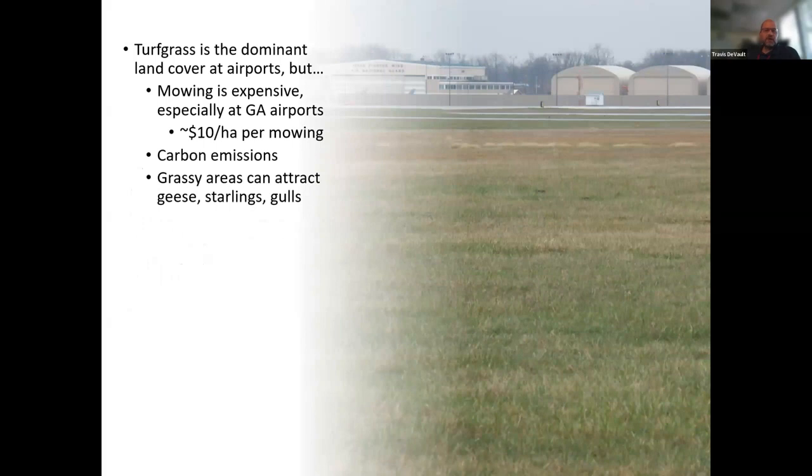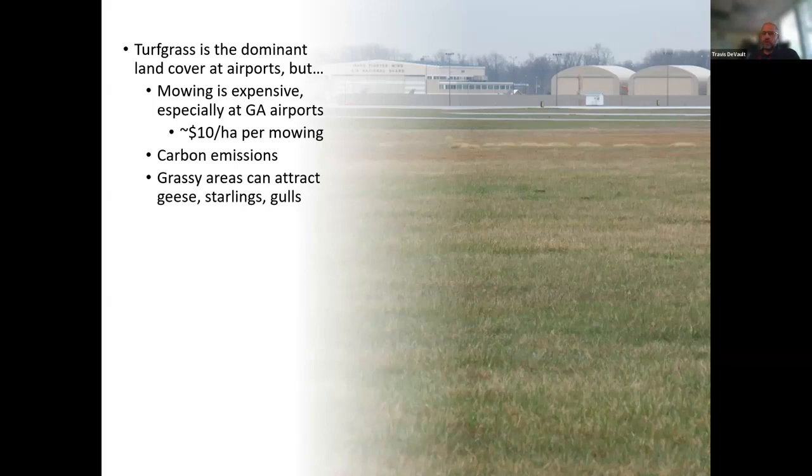But turf grass, even though it's the dominant land cover, there has been a movement by airports over the past decade or two to try to convert some airport grasslands into other types of land covers. The reason is that mowing is expensive, especially at small airports that don't have a lot of money. It can be over $10 per hectare each time you cut the grass. Also, and I'll talk about this more in a second, there's been a push by airports in recent years to become more environmentally friendly, more carbon neutral, and obviously cutting the grass is not good for that.